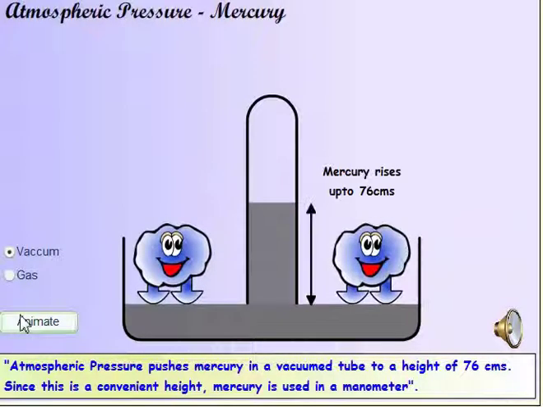When there is a vacuum in the tube, and the tube is lowered into a bath of mercury, the atmospheric pressure on the bath will push the mercury up to a level of 76 centimeters. This is a very convenient height, and therefore mercury is used in manometers. If there is air trapped in the tube, the air pressure will reduce the level from 76 centimeters depending on the pressure inside.